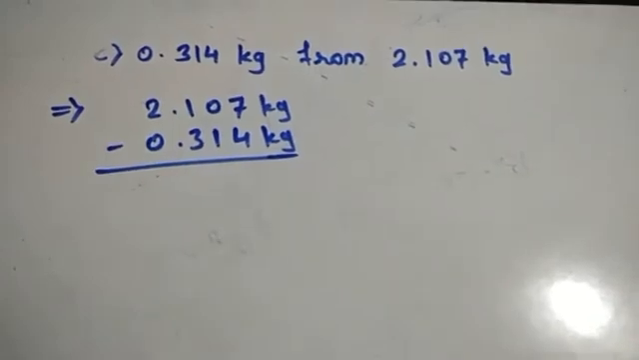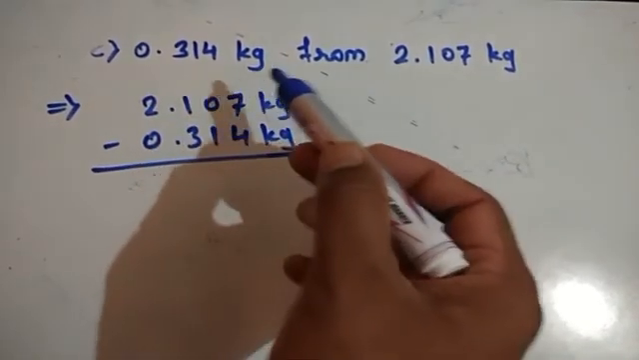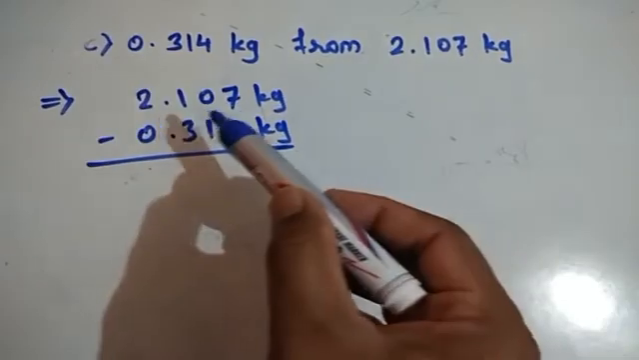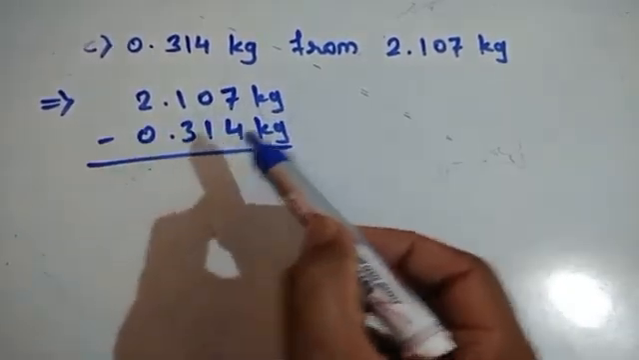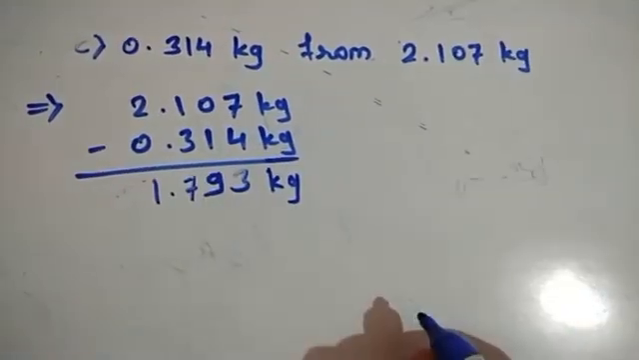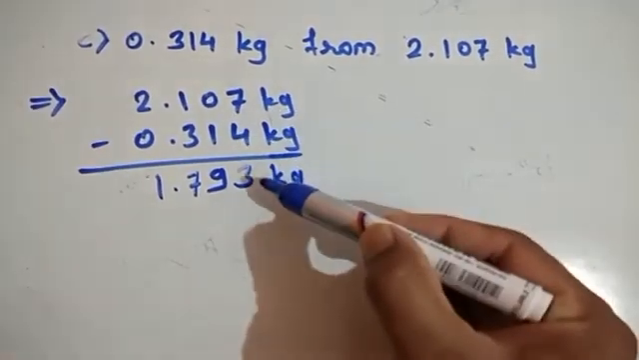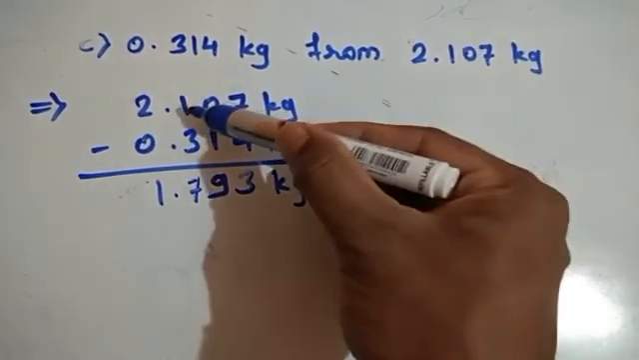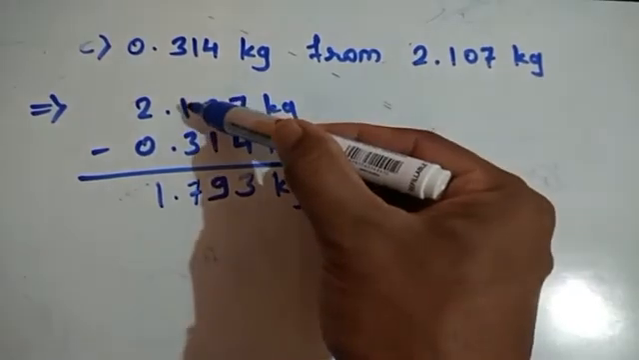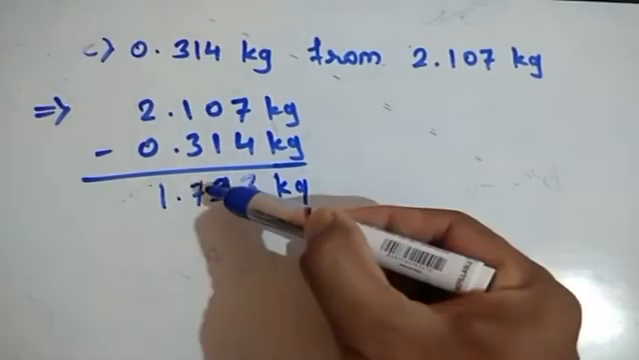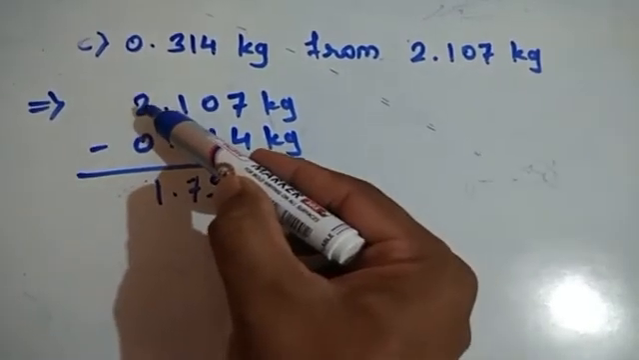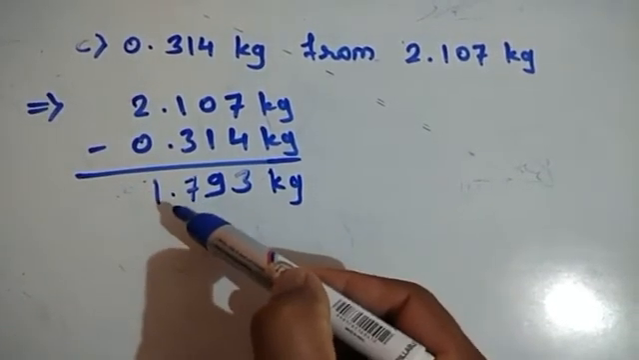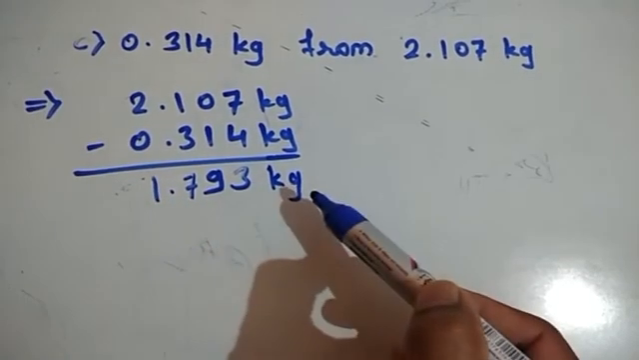See here one more example. 0.314 kilogram we have to subtract from 2.107 kilogram. Therefore 2.107 kilogram minus 0.314 kilogram. Therefore we can see here 7 minus 4 is 3. Then 10 minus 1 is 9. Now this becomes 0 because we borrowed 1 here. Therefore it becomes now 10. 10 minus 3 is 7. Now from here also we borrow 1. Therefore it becomes now 1. Now 1 minus 0 is 1. Therefore the answer is 1.793 kilogram.